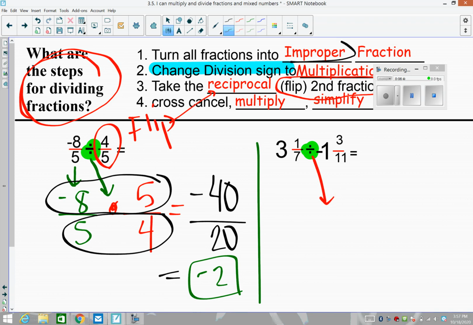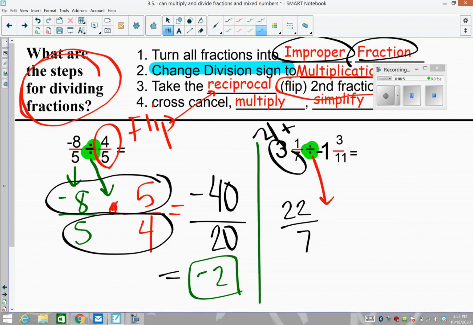So first thing I need to do, though, is turn to improper fractions. So I'm going to multiply these two, which is 21. I'm going to add the numerator, which is 22/7. I'm going to change to multiplication, except before I do that, I got to get this to an improper fraction. So that's 11 plus the numerator. I'm going to give myself an arrow here. So 11 plus the numerator is 14/11. Reattach the negative. So I'm just converting right now.